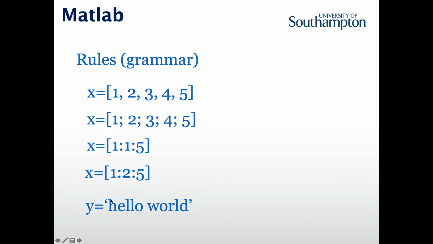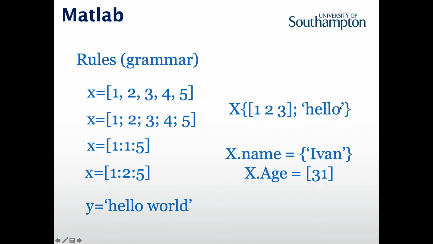Whenever you enter text or strings, you use a single quote. You can have these curly brackets here, which is a cell array where you can enter numbers and strings together. Or you can use what's called a structured array, which uses a dot, where again you can enter strings and numbers together. But I tend to just focus on these. Within the practicals, we won't be doing the second part.